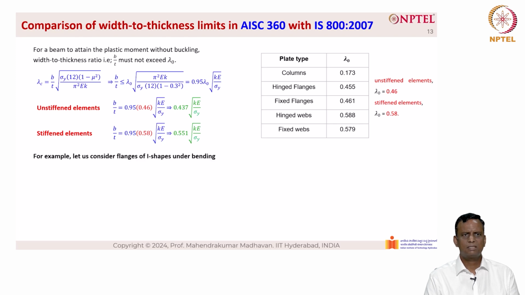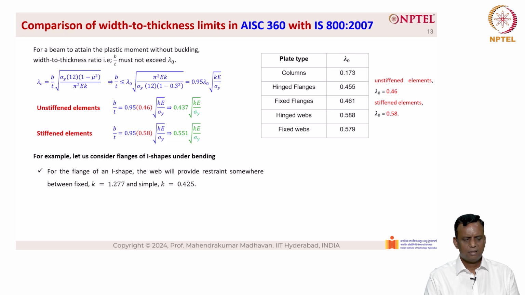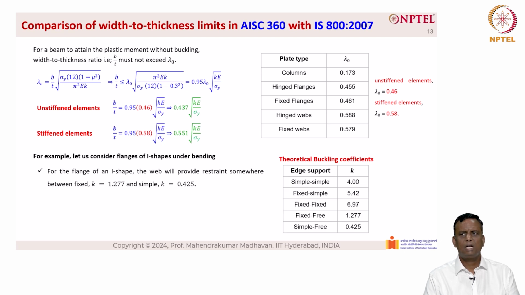Now, for example, let us consider the flanges of I-shaped sections under bending. For the flange of an I shape, the web will provide restraint somewhere between the fixed condition, where K can be 1.277, and the simple condition, where K can be 0.425, and the theoretical buckling coefficients are shown on the right hand side depending upon the edge support. Here we are assuming that the loaded edges are almost always simply supported, and the edge support conditions shown here are only for the unloaded edges.